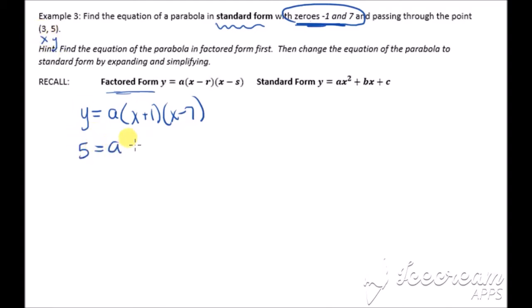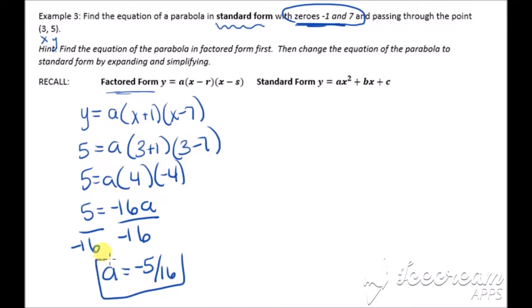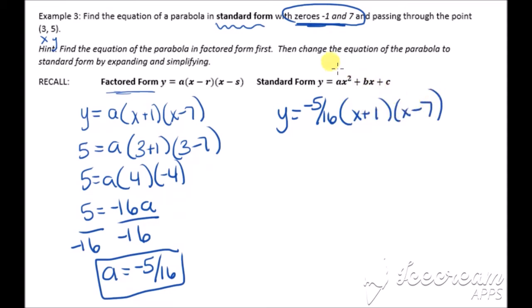So 5 equals a times (3 plus 1) and then (3 minus 7). 5 equals a times 4 and then negative 4, which gives us negative 16a, and then we can divide both sides by negative 16. Therefore, the equation in factored form is y equals negative 5 over 16 times (x plus 1)(x minus 7). The original question asks us to express this in standard form.